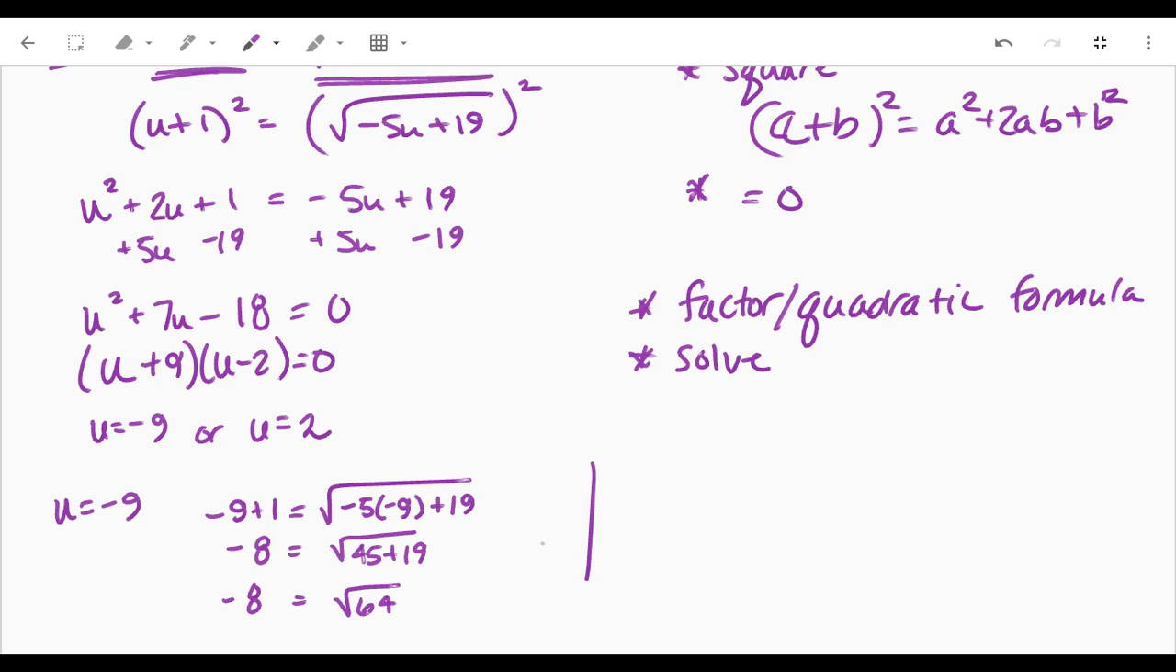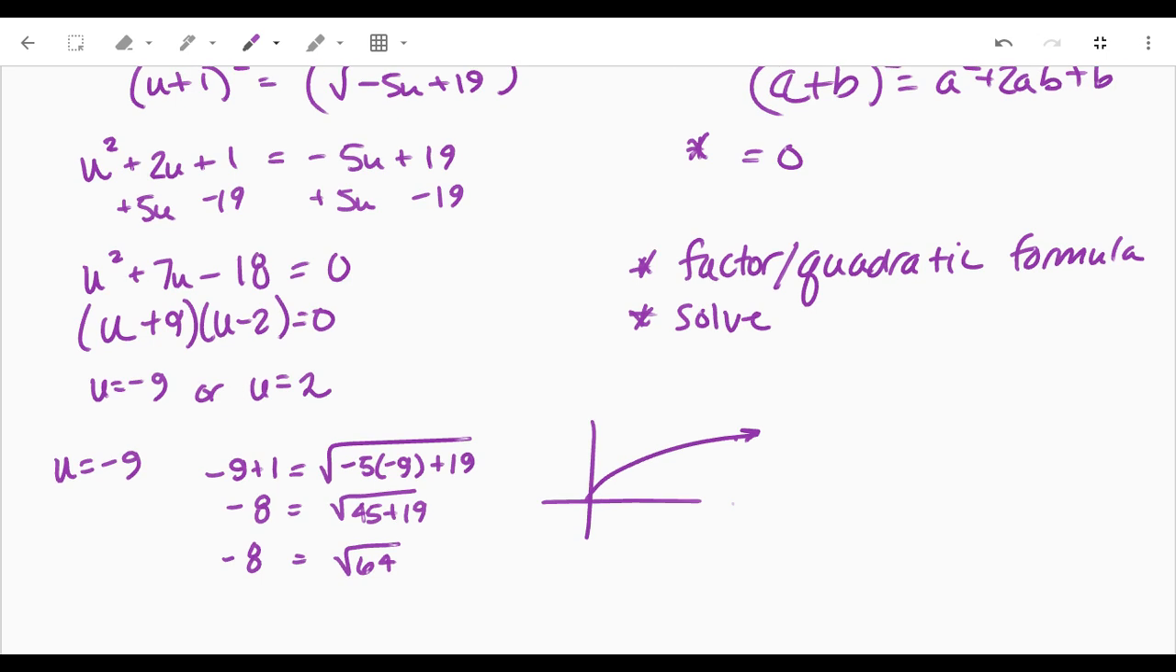Your square root function, if you remember from Algebra 2, looks like this. Okay, the square root of 64 is 8. There's no negative 8 there. So negative 8 does not equal 8. So we can't use that solution.